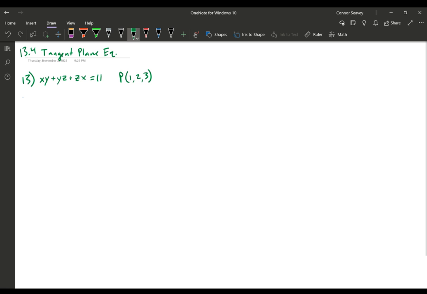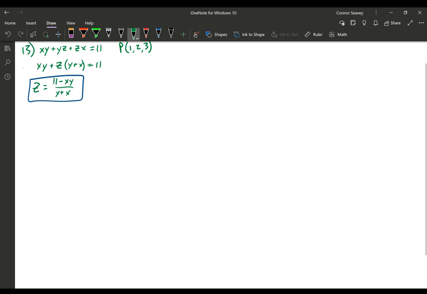To do that, we're going to factor out a z from the yz and zx terms. So this is going to become xy plus z times the quantity of y plus x equals 11. Then we're going to subtract over the xy and divide by the y plus x in the same step here, and we're going to get z equals (11 minus xy) over (y plus x). And that is our equation just rewritten in terms of z. The next step here is to find our partial derivatives.